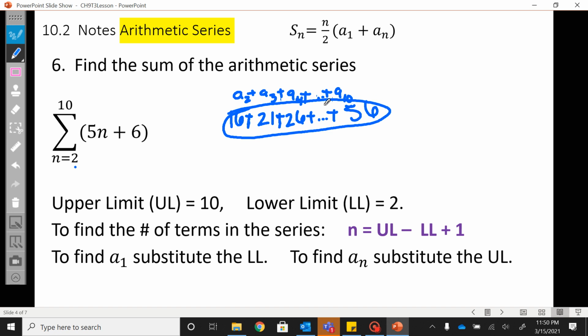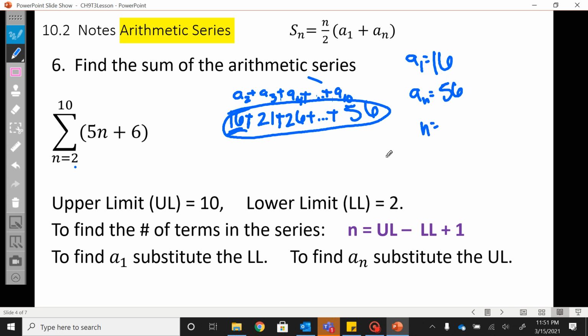Well, we don't need to do it this way. We just need to use the formula. So the formula would be Sn equals n over 2 times (a1 plus an). So a1, the first term, is 16. It's actually a2 in this case, just because this starts at 2. But a1 just means the first term, and the first term is actually 16. The last term, which in this case is a10, is 56.